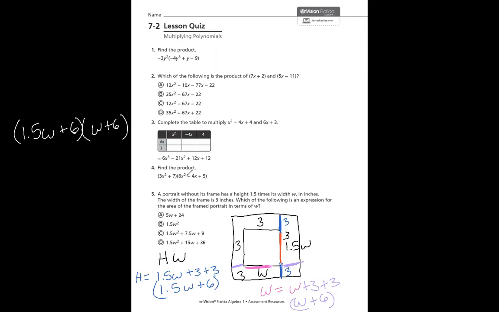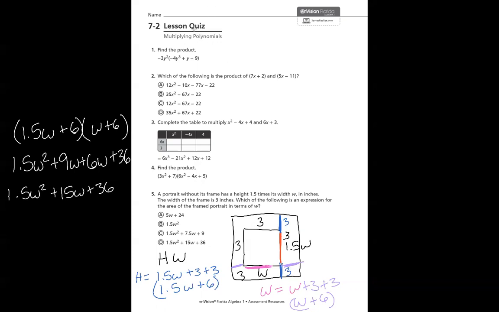I will again do it in both forms. So with FOIL, we would do 1.5 W times W, which is 1.5 W squared. 1.5 W times 6, well, 1.5 times 6 is going to be 9. The W stands alone. 6 times W is just 6W. And then my last number is 36. And when we add these together, I get 1.5 W squared plus 15W plus 36.